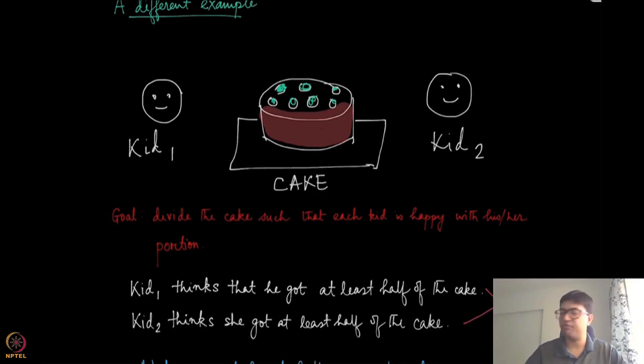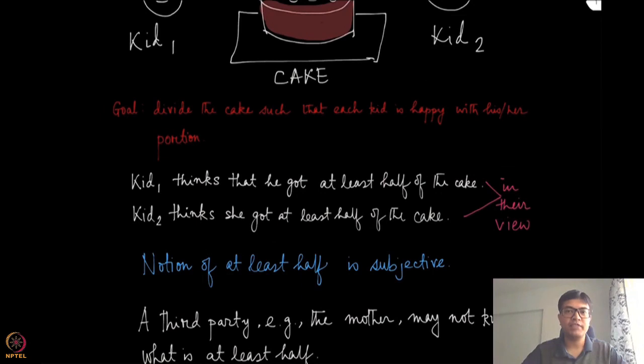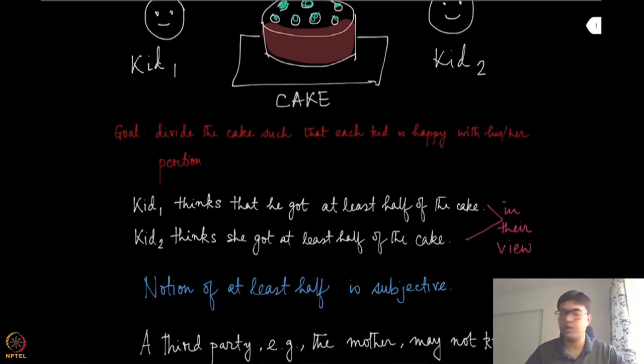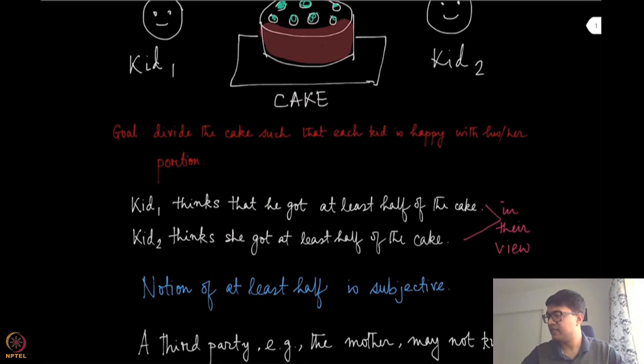So one way of defining that is that after the division is done, kid one will think they got at least half of this cake, and the other kid will also think that she got at least half of that cake. I'd like to emphasize that this view that they are getting half is according to their own view. And the mother does not know, nobody essentially knows what they actually like. So maybe some of them like the cherry on top, some of them like the chocolate part more than the other parts, and this is completely unknown.